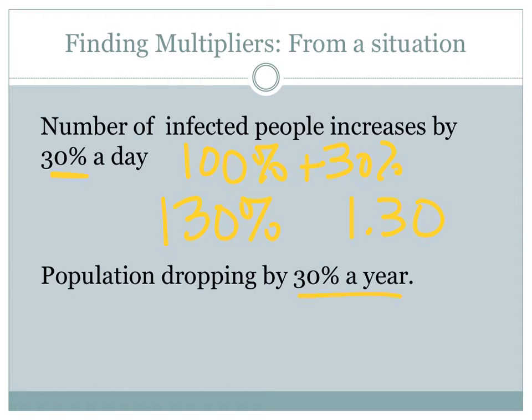Now if it's dropping by 30% a year, if we only multiplied by 0.3, then we would find out how much it dropped. But we want to know the total left. So then we take 100 minus the 30, which is going to give us 70, and we put that in as 0.70. So the multiplier is going to give us the total. If we just multiplied by the percent, we'd find out either how much more there was or how much less there was, but we want to find the total.